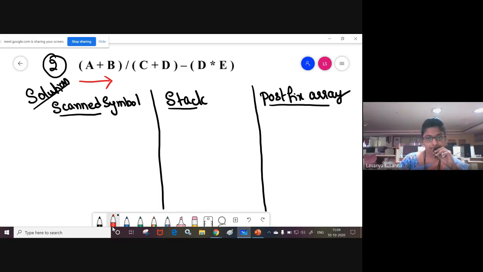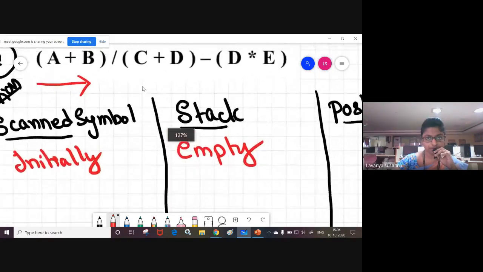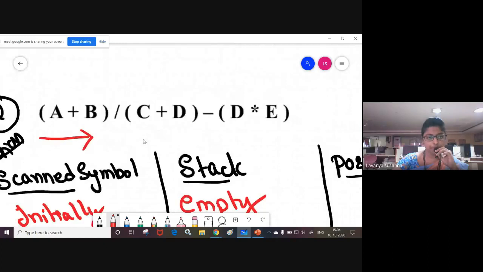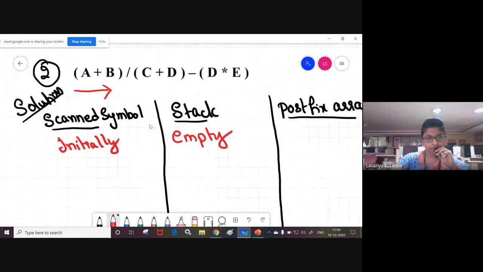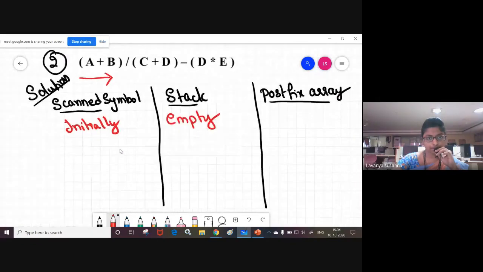Now, initially the stack is empty. Write down: initially the stack is empty. Now scan the symbol. What is the first symbol? See here, I will zoom it. The first symbol is the open bracket.